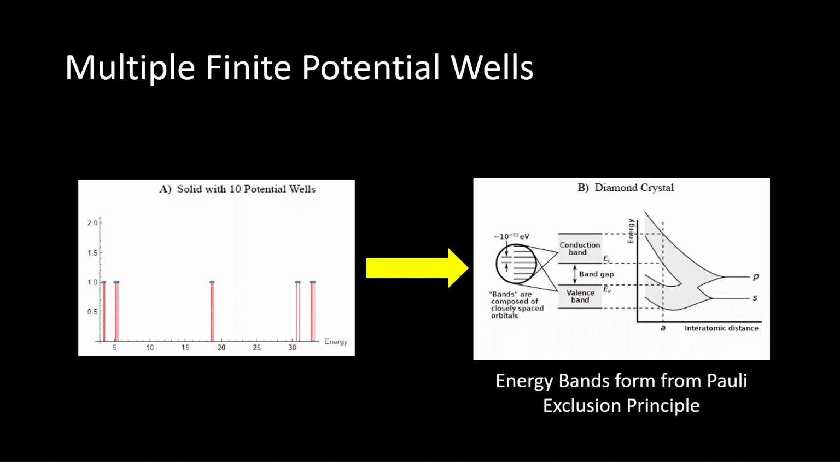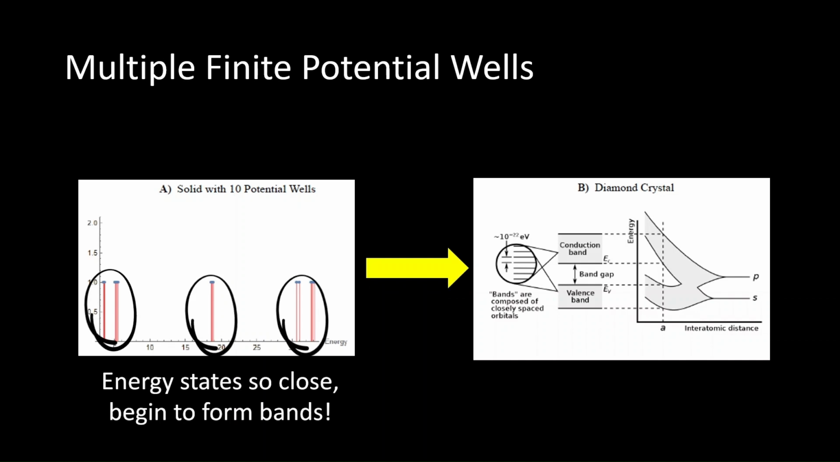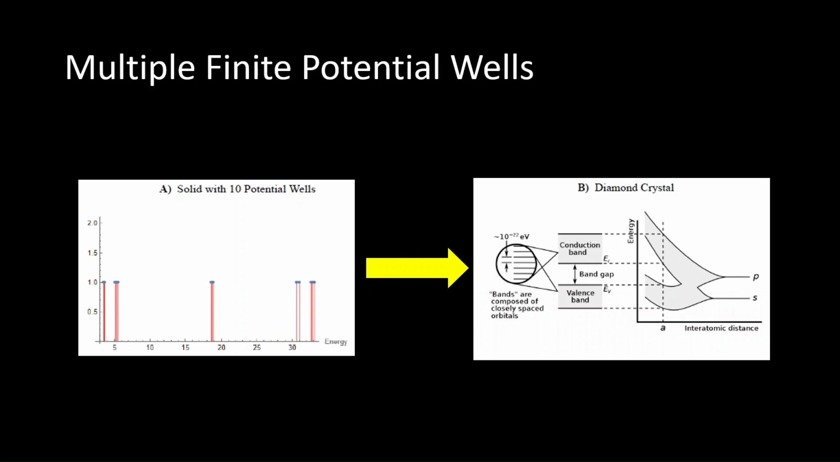The Pauli exclusion principle restricts each orbital to a maximum of 2 electrons, and the bands are filled starting from the lowest energy levels. We highlight this effect by plotting the energies associated with each of these linear combinations, as shown below. Note how the energy states in the 10 potential well system are so close that they start to form the characteristic bands of electrons in solids.